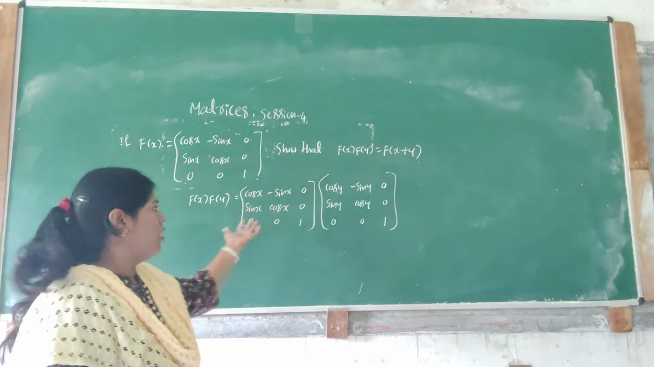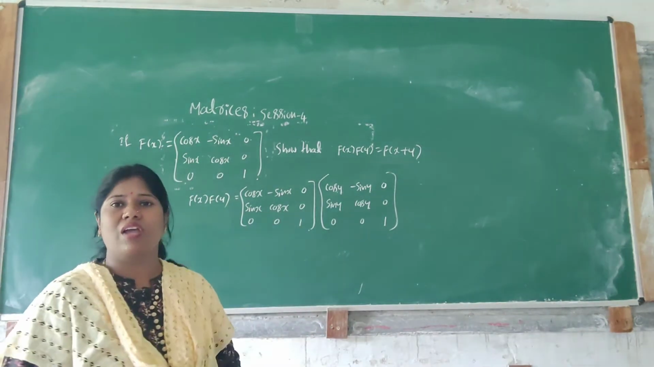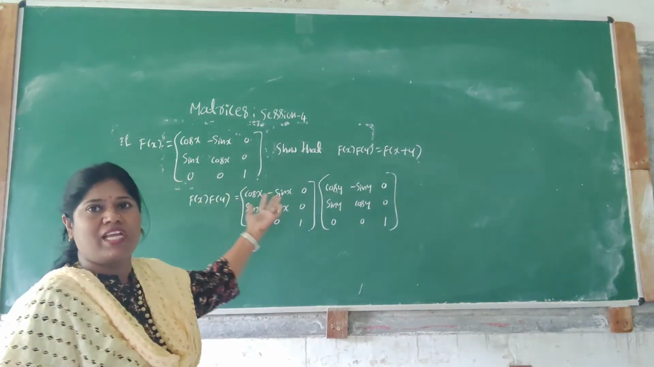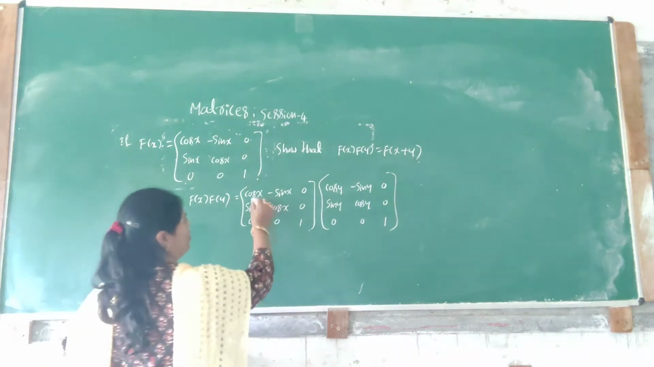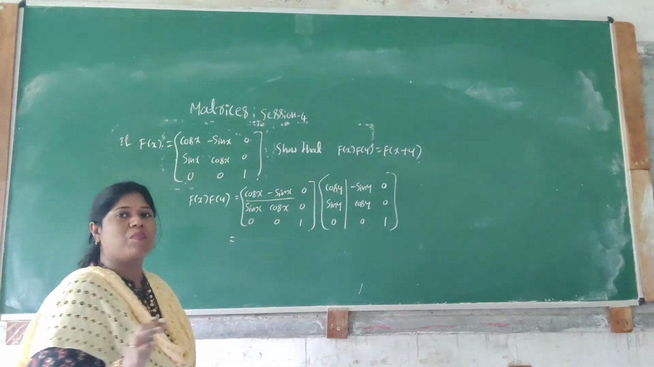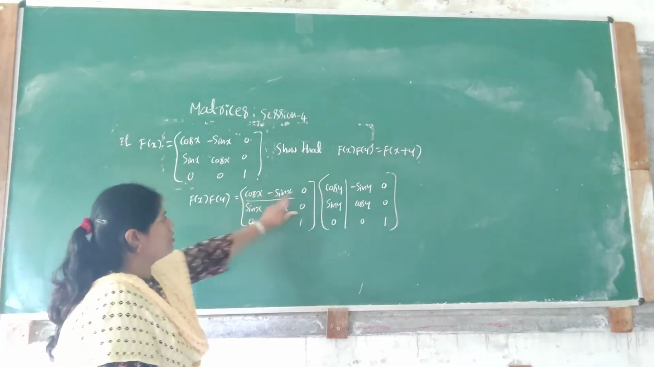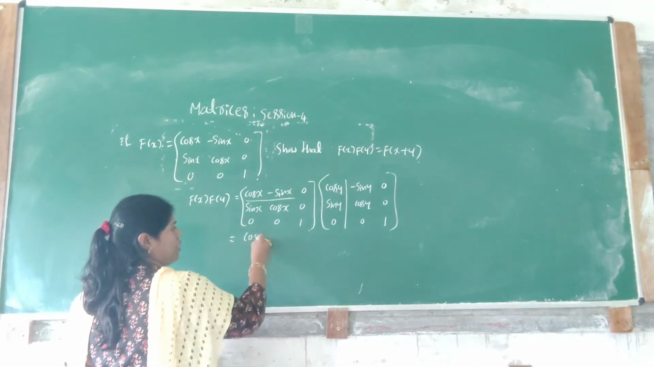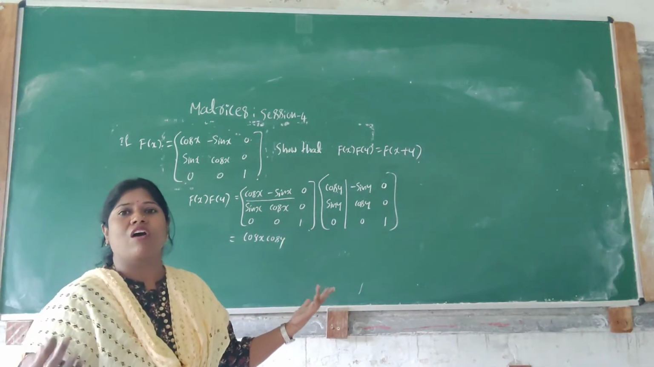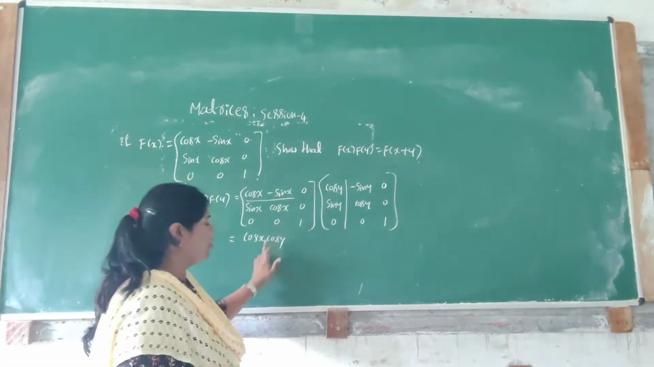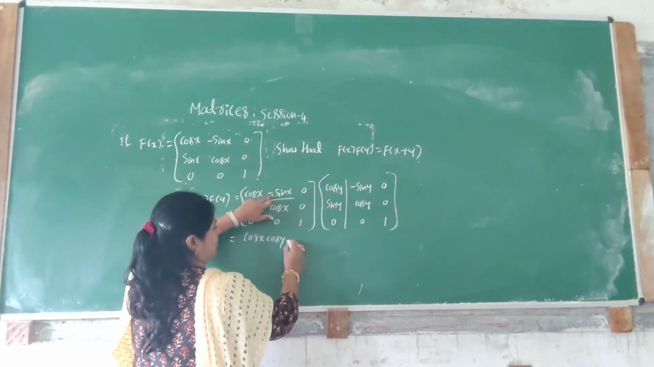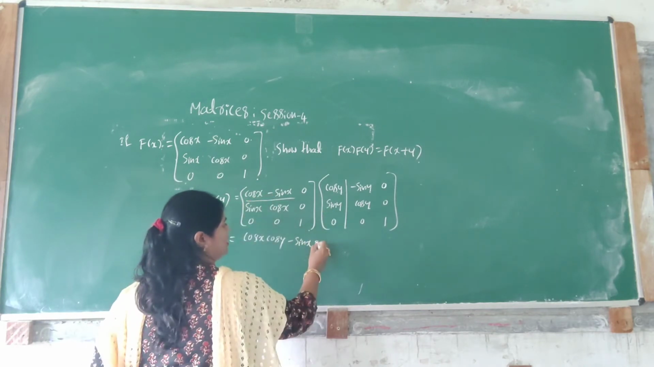You know the method of multiplication of matrices, don't you? In the previous class we discussed this, and I did one problem on the multiplication of matrices. So first row, first column. This one is the first row, this one is the first column. We have to multiply the corresponding elements. Cos x into cos y, so cos x cos y. We have to write it as it is because the variables are changing. Minus sin x sin y.